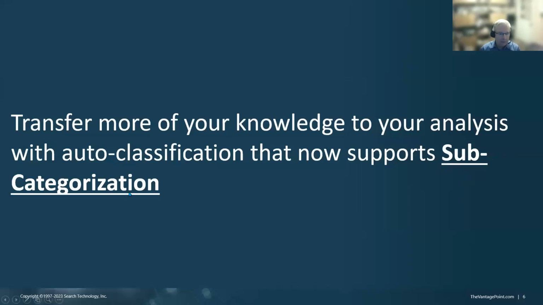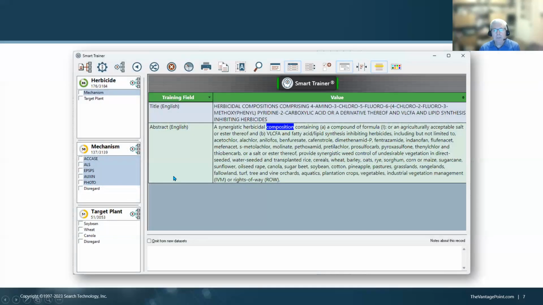So how does that appear within the data? This is just a screenshot of a view of a record from the smart trainer. The training fields that are being used by the smart trainer and the auto classifier, and the basic classification. So there's two categories: mechanism and target plant. And then under mechanism are the subcategorizations. Under target plant, we have the subcategorizations of the plants. And so this is the implementation of it.